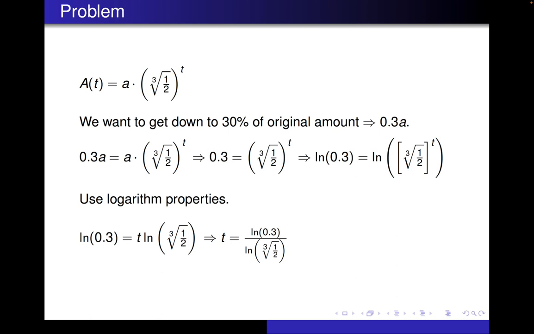And that we can just plug into a calculator. We can plug it into Desmos. We can plug it into Wolfram Alpha. And we end up with t is 5.21 years. So if it takes 3 years to get down to half of the original amount, it takes about 5.21 years to get down to 30% of that.